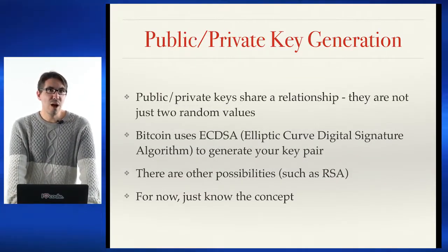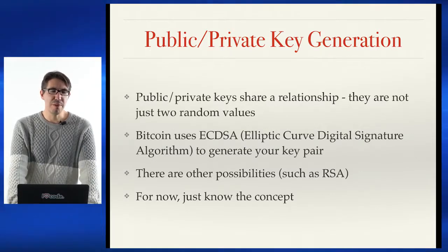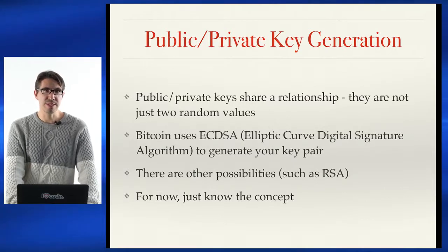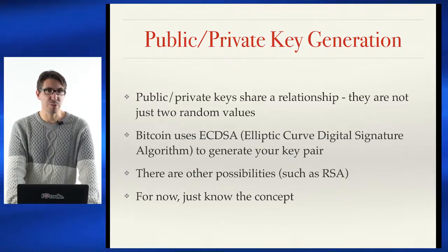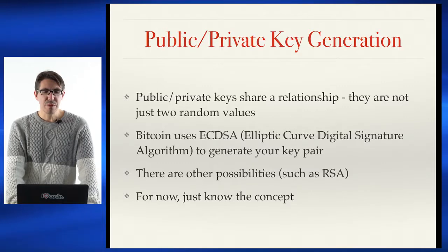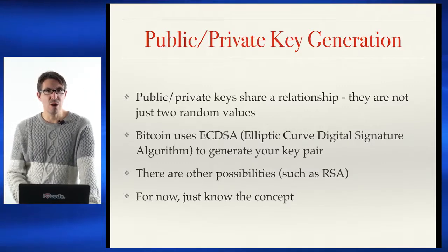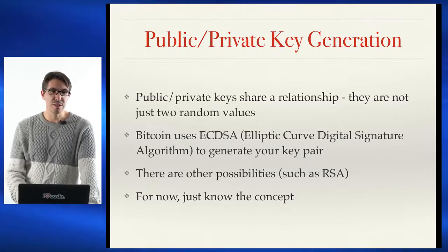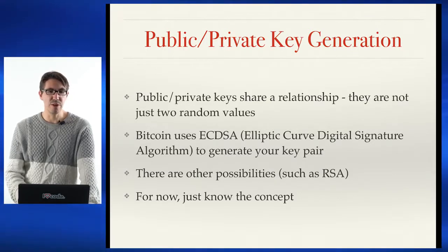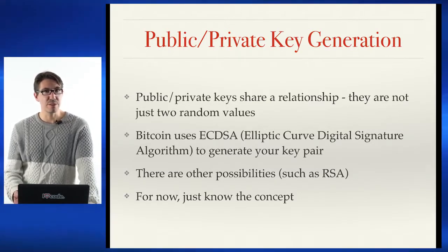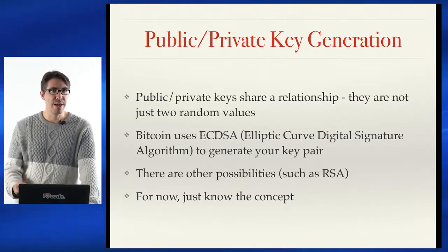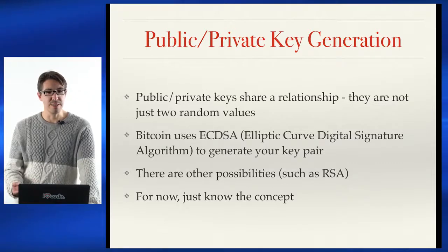We're not going to go too much into depth about how this works behind the scenes. You can just accept for now that public key cryptography does work. But they aren't just two random values. They are related. You need to generate them together. There are a few different ways to do that. Bitcoin and many other systems use elliptic curve cryptography, so to generate this key pair, it uses something called ECDSA. But there are other possibilities. There are a lot of different ways to generate these key pairs.